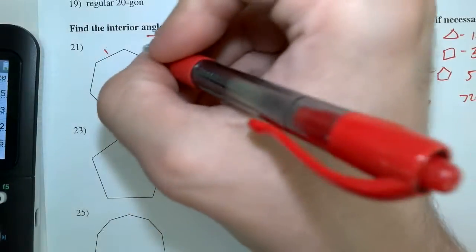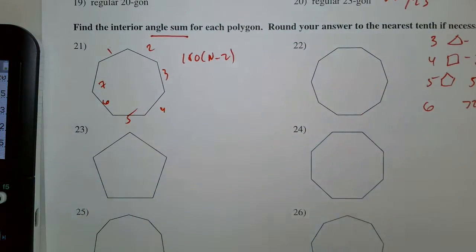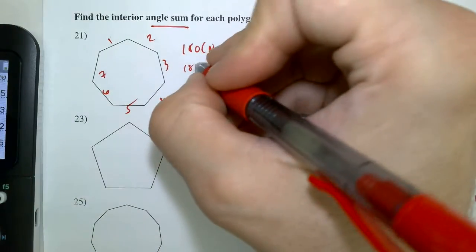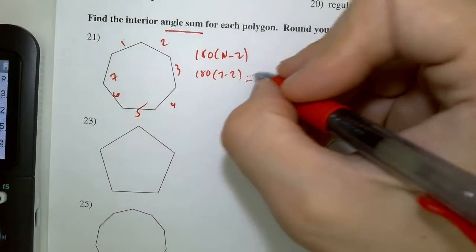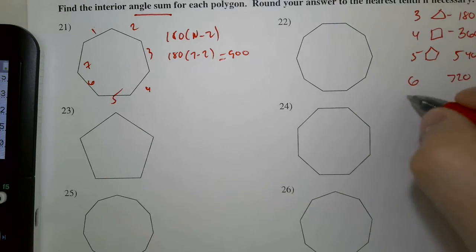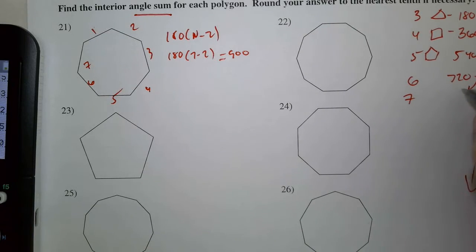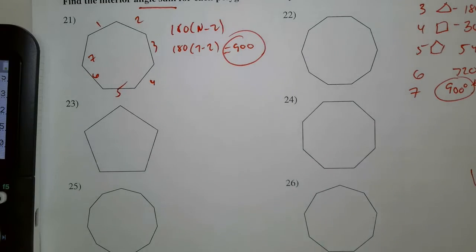This guy has 1, 2, 3, 4, 5, 6, 7 sides. So if we do 180 times 7 minus 2, or times 5, you get 900. Let's see if this works out. We have 7 sides. We were 1 away from 7. If you add 180 to 720, you do get 900 degrees just like we got here. Okay? So it always works out.